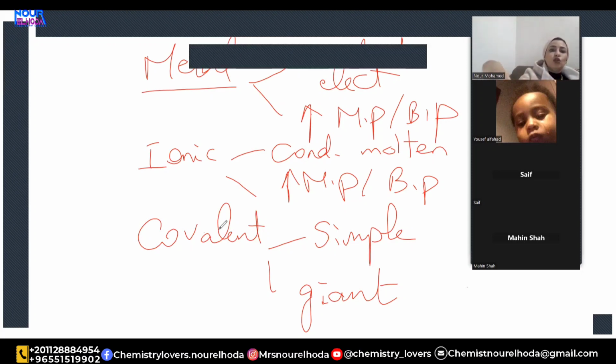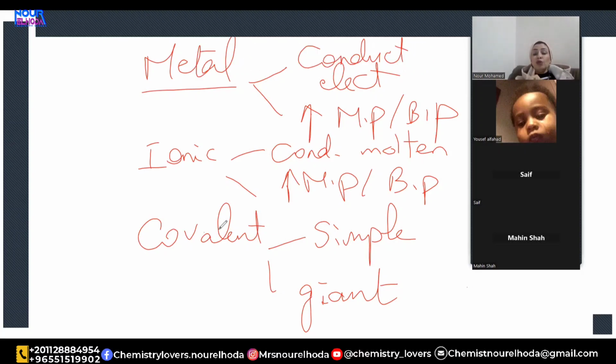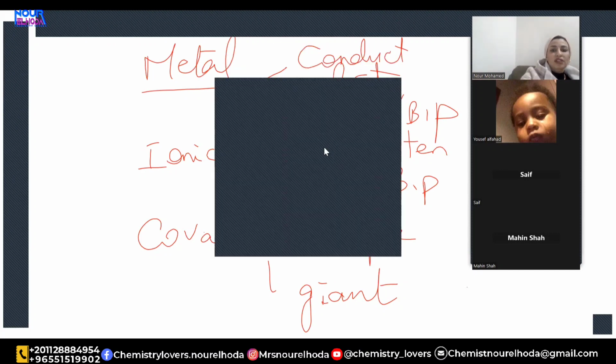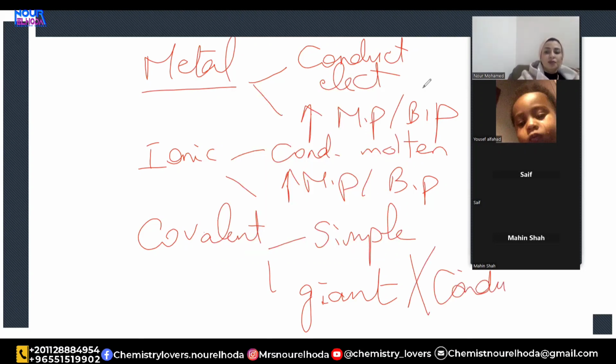What about conduction of electricity? If I'm talking about conduction, when are they going to conduct or not? No. All the time they are not going to conduct. يبقى giant covalent, they never conduct. Whether simple or giant, they never conduct electricity. Okay? يبقى let's say this again.